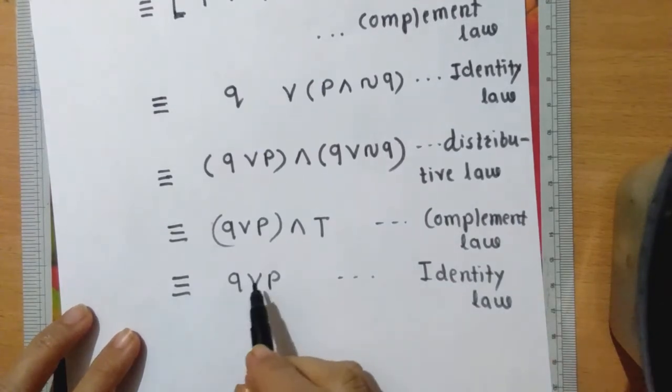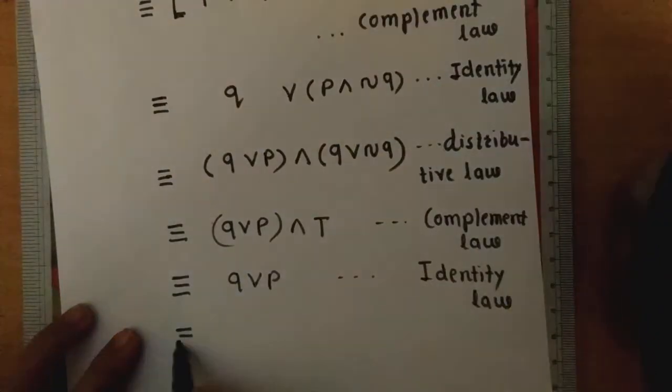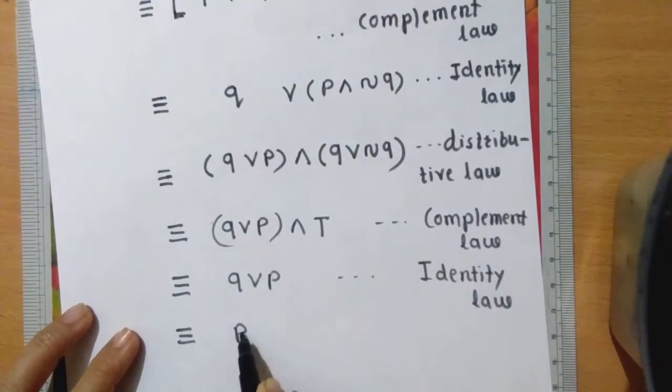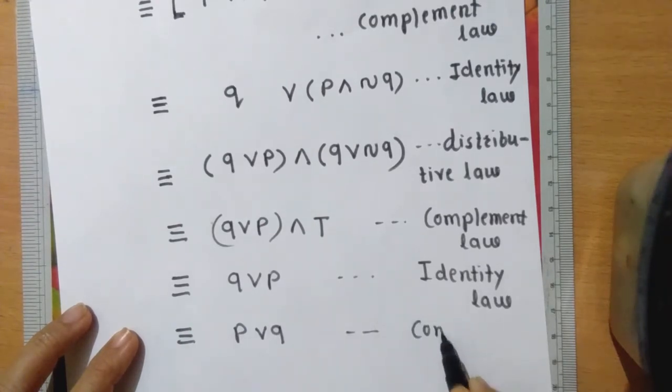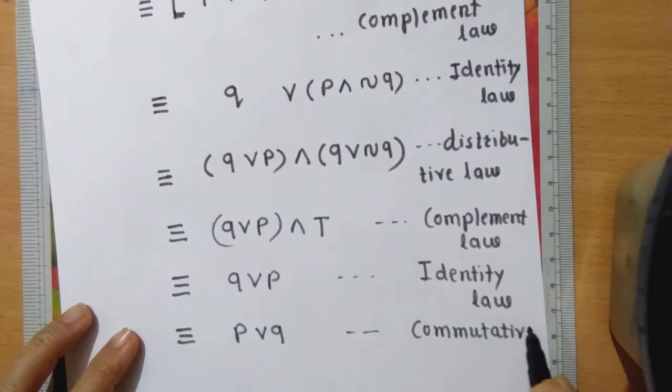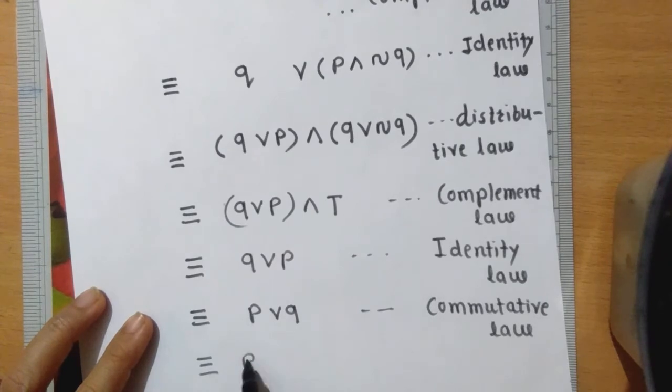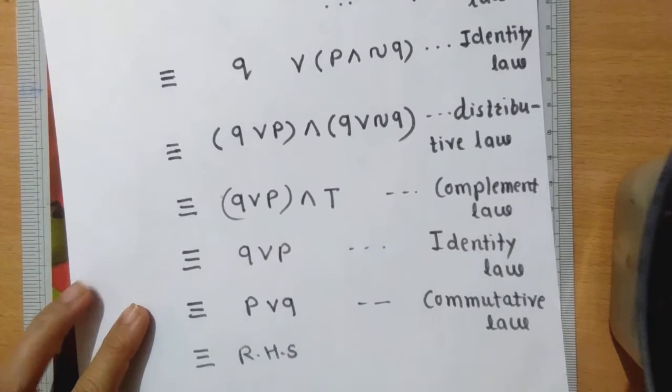Now we know that in disjunction by the commutative law, Q disjunction P is equivalent to P disjunction Q. So here write down last by the commutative law. Thus we have proved LHS equal to RHS, and in the same way you have to solve the remaining examples.